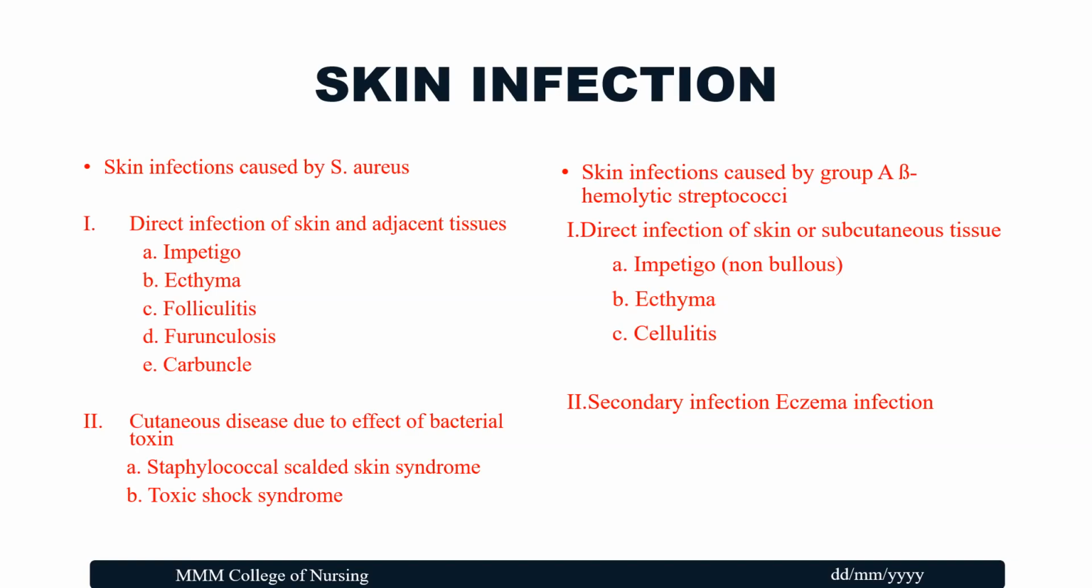The skin infections are also caused mainly by group A beta hemolytic streptococci. They are direct infections of the skin or the subcutaneous tissue. Staphylococcus aureus affects the adjacent tissues, whereas group A beta hemolytic streptococci affect the subcutaneous tissue, causing impetigo, non-bullous and bullous type, and cellulitis. And the secondary infection is known as eczema, which is also known as atopic dermatitis.